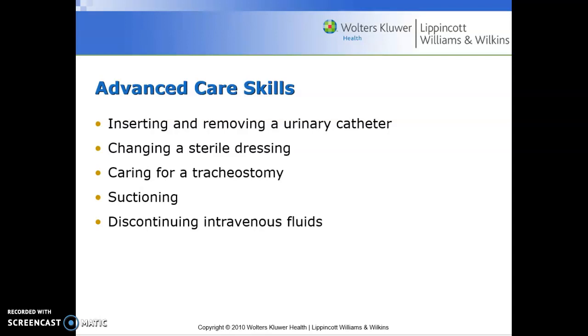Suctioning is pretty risky when we start suctioning a patient whose airway is clogged up. That's one thing that we look at as an advanced care skill, because we sometimes have to unplug that airway and get that patient back breathing. Discontinuing intravenous fluids is an advanced care skill.